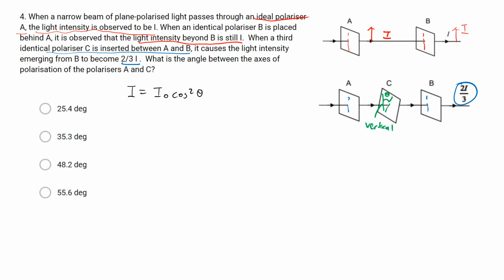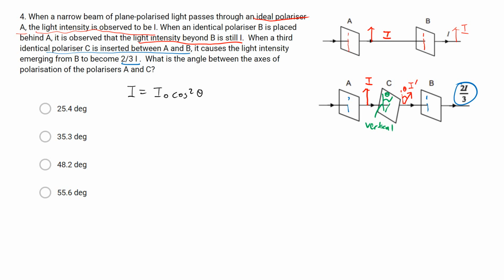Let's now look at what happens to light as it passes from A to C to B. As it passes through A, we will still get the same situation as before, that the light is in the vertical direction with intensity of I. Consider what happens to light after it passes through C. After it passes through C, we will have light in an orientation that's parallel to the axis of polarization of C. That is, the light will be at an angle of theta to the vertical. In this case, the intensity of light must have dropped to something below I. Let's call this new intensity I prime.